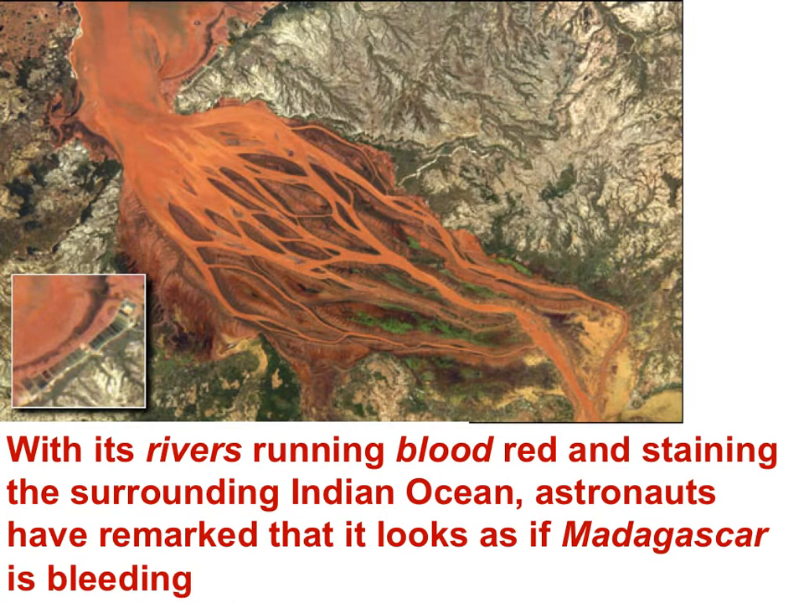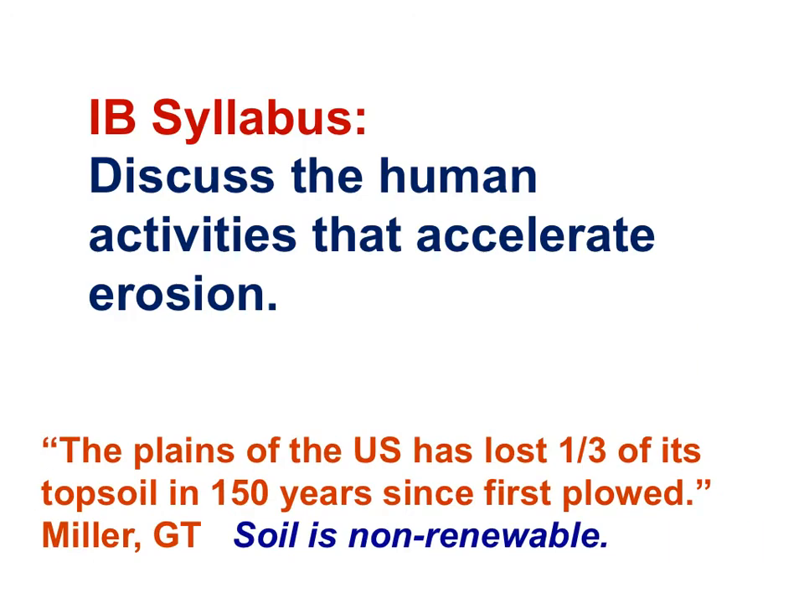Here's an image of a river carrying red soil toward the ocean in Madagascar. Astronauts have remarked that it looks as if Madagascar is bleeding. I've been dancing around this IB syllabus statement, so here it is. Discuss the human activities that accelerate erosion.